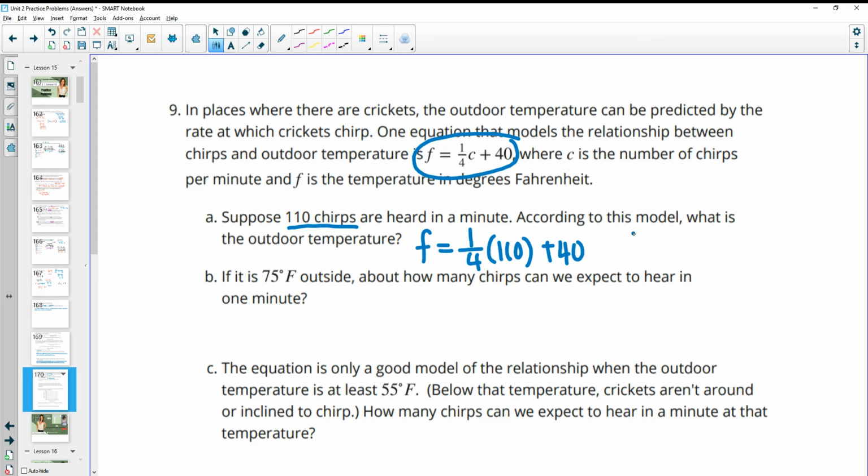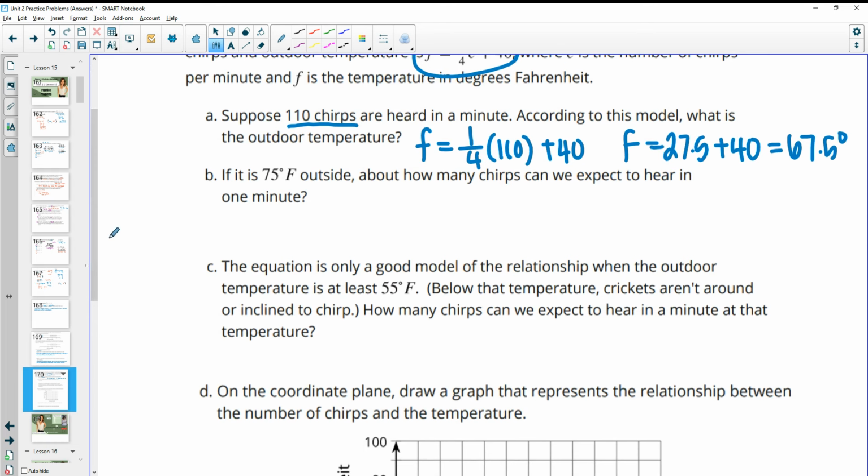So we would just plug 110 in for C. And so when we do that, 110 divided by 4, or 1/4 of 110, gives us 27.5. And then we add 40 to this. And so then our outdoor temperature is going to be 67.5 degrees.